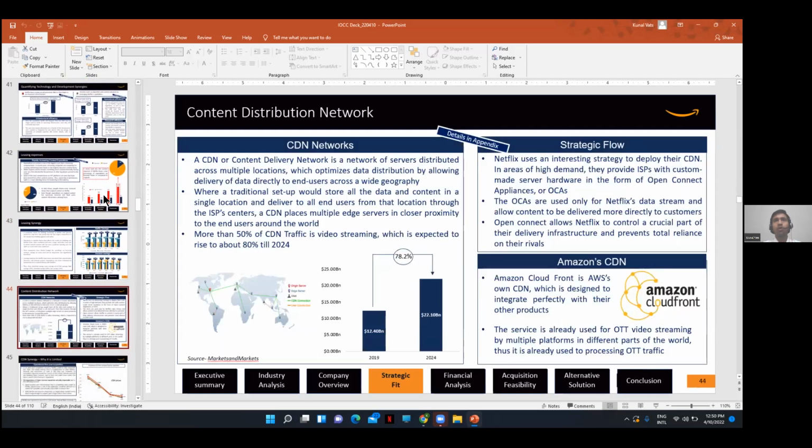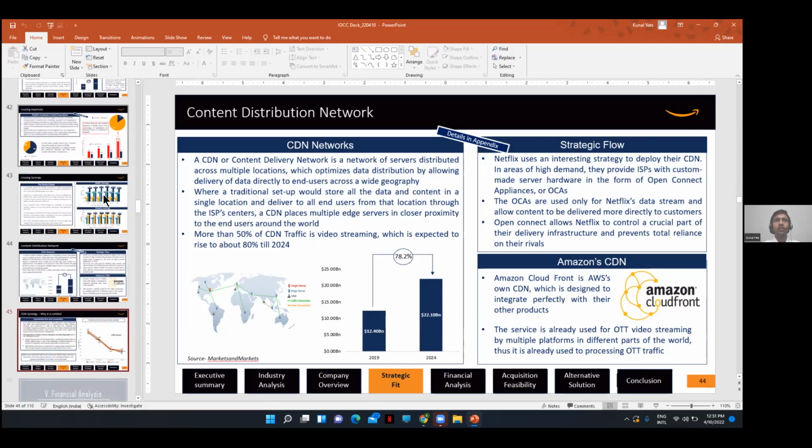Now we come to content distribution network, and this is a very important part of the synergies, because content distribution basically means how backend data is relayed from the servers to the end user through a distribution of servers. What Netflix already has is something called Open Connect appliances, OCAs, where in areas of high demand they have servers which help deliver data closer to the customer for higher efficiency and quality. This is something they've already established. And Amazon has CloudFront, which is their content delivery network, also already established.